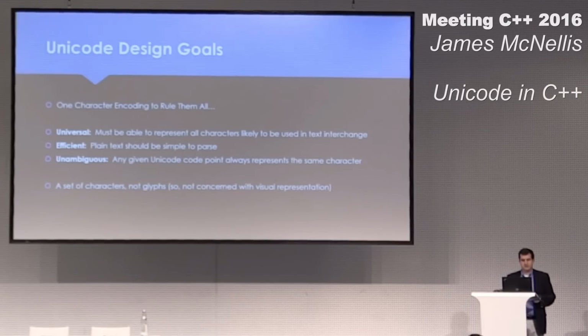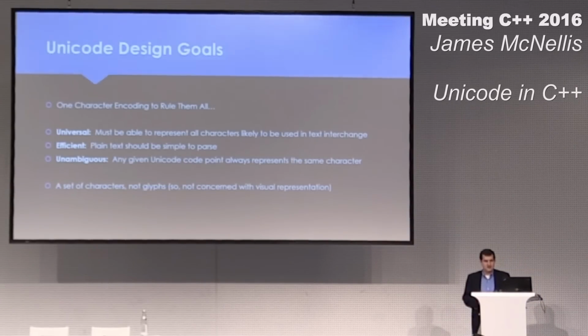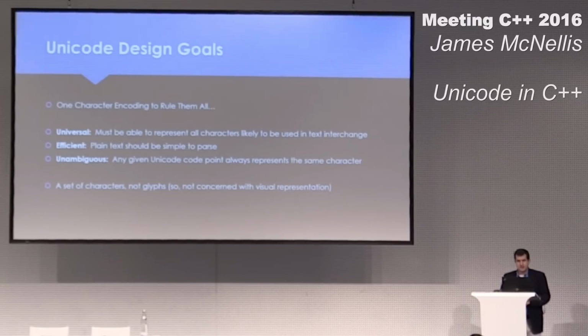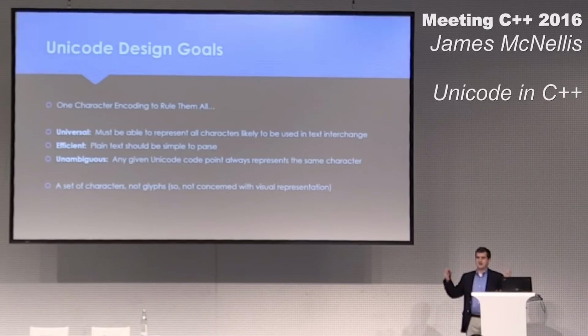It was designed to be universal, so it should be able to represent all the characters likely to be used in text interchange, so that includes all of the different alphabets and scripts that are used in different languages. And nowadays, it also includes very important things like emoji. It's also designed to be efficient, so plain text should be simple to parse, and unambiguous, so any given Unicode code point will always represent the same character. So if you have a numeric value, you can always map that one-to-one with a particular character. And finally, again, this is still a set of characters, not glyphs, so we're not concerned with the visual representation. We're concerned with the abstract idea of the letter A, not the particular font or the particular way of rendering it.